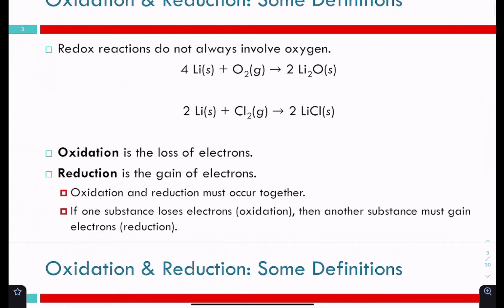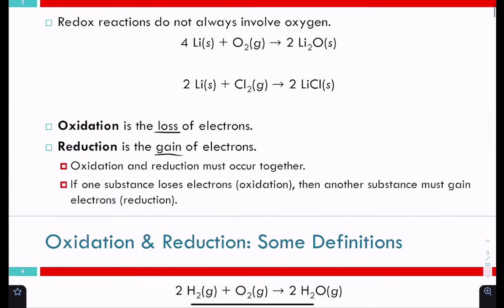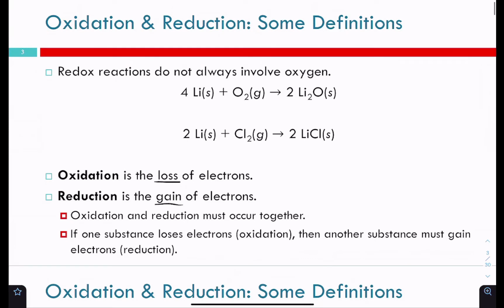So oxidation is a loss of electrons. Reduction is a gain of electrons. And I think I have on the next slide the mnemonic for remembering those. So oxidation and reduction have to occur together because to gain electrons, they have to come from somewhere, and to lose electrons, they have to go somewhere else. So these always occur in conjunction or together.